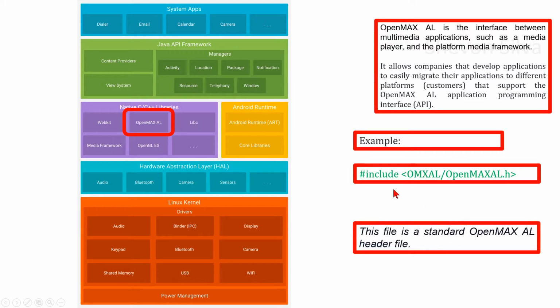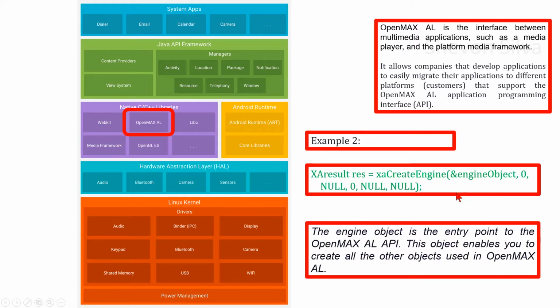As an example, we can consider the OpenMAX/OpenMAX_AL.h header file. This file is the standard OpenMAX AL header file. In this code segment, the engine object is the entry point to the OpenMAX AL API. This object enables you to create all other objects used in OpenMAX AL.